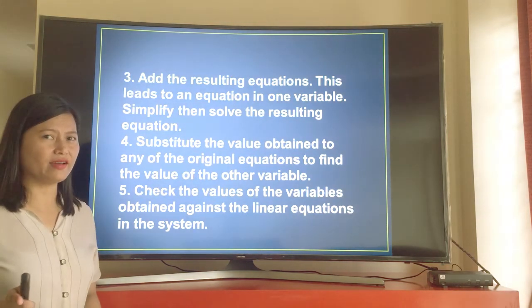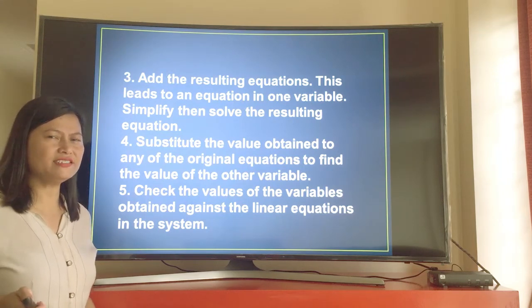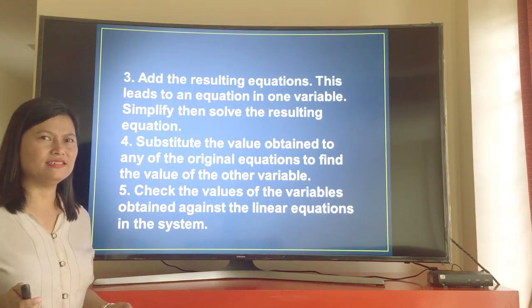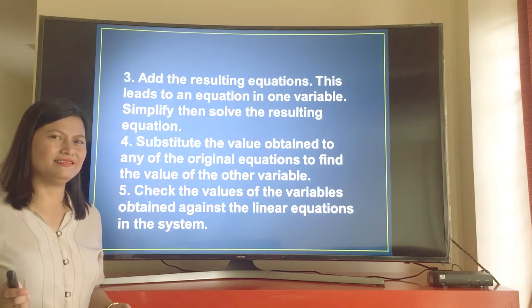Did you get the correct steps in solving a system of linear equations using elimination method? Job well done.